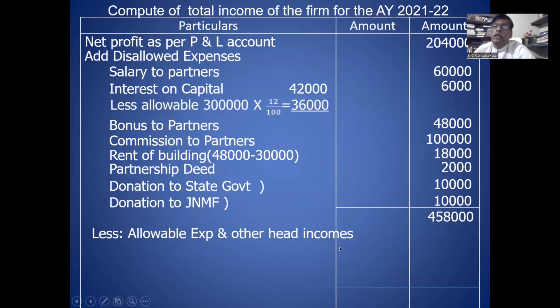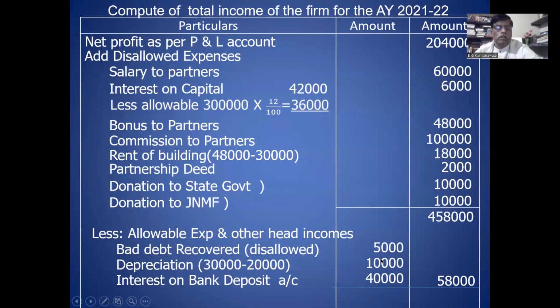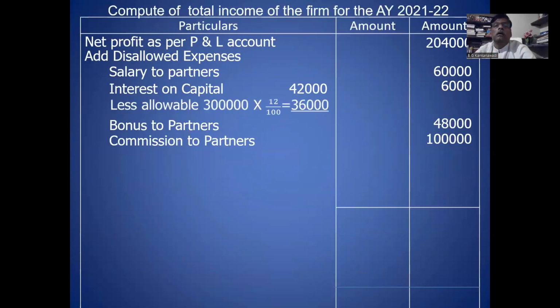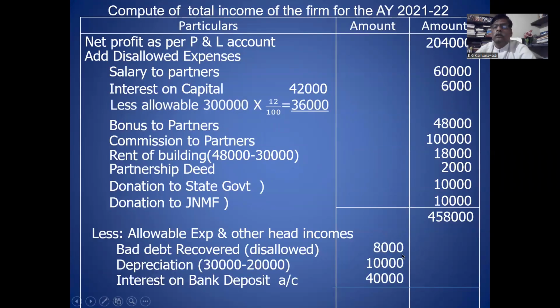Allowable expenses and other head incomes. First is bad debt recovered. Then depreciation: 30,000 is allowable, already charged 20,000, remaining is 10,000. Then interest on bank deposit is 40,000. Sorry, bad debt is 8,000. Bad debt allowable, 8,000. Add these three and deduct: 58,000 comes as less.